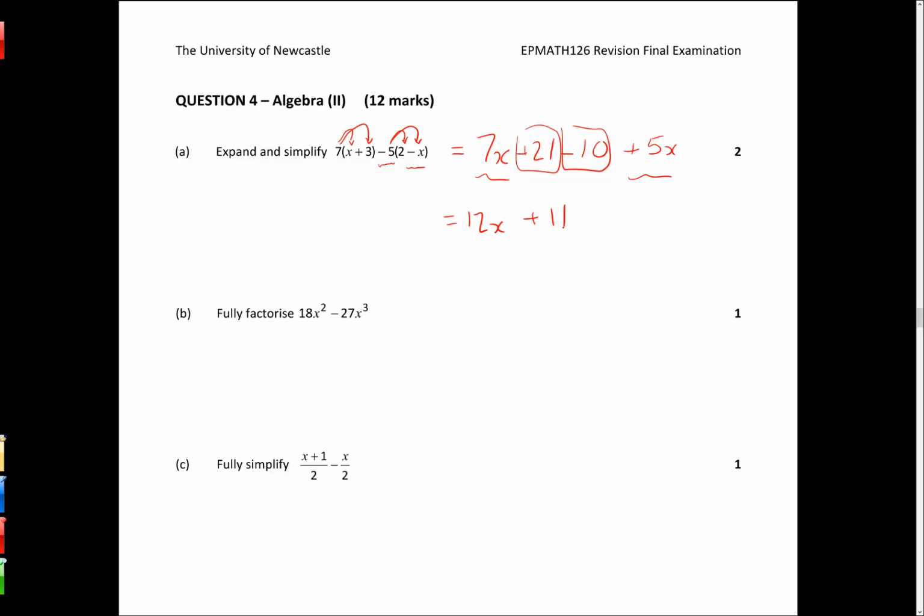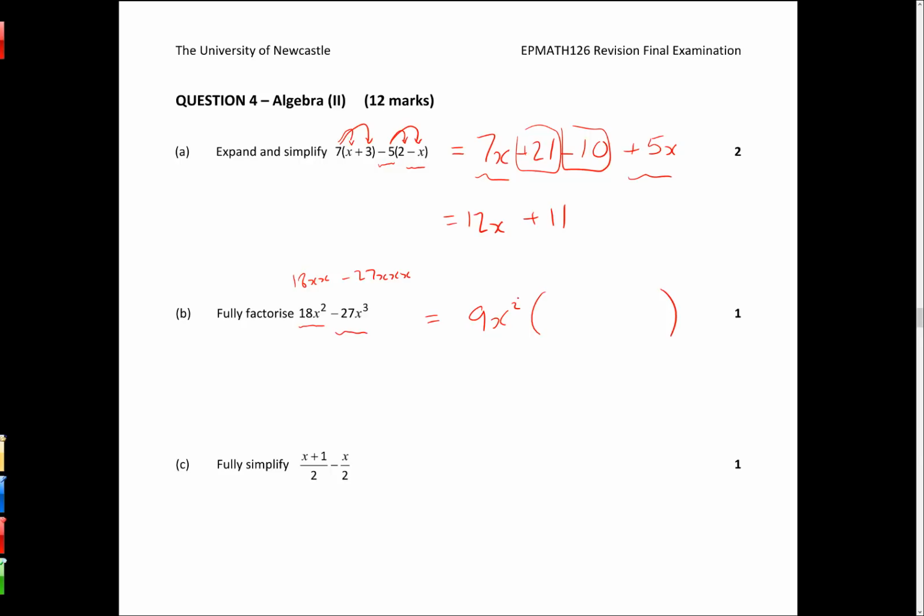Fully factorise this next one. That's when you try and say, well, what have they both got in common? What's in an 18x squared and a minus 27x cubed? And I picture them as 18xx and minus 27xxx. Numbers wise, between 18 and 27, I can see they've both got 9s in it. That's the highest common factor between 18 and 27. And x wise, they've both got an xx in it. The other has an extra one, but they both have an x squared in it.